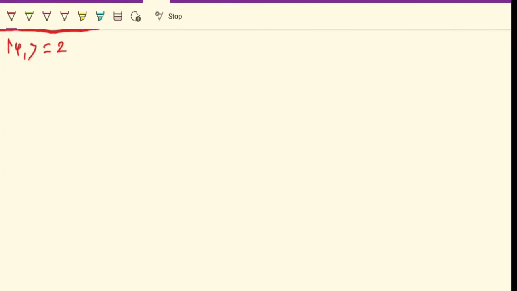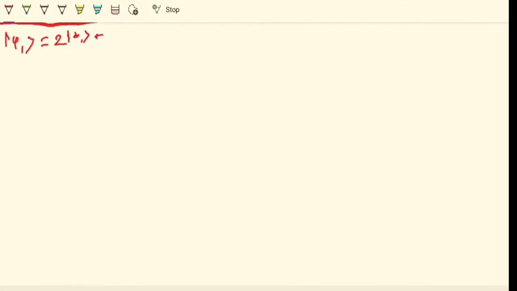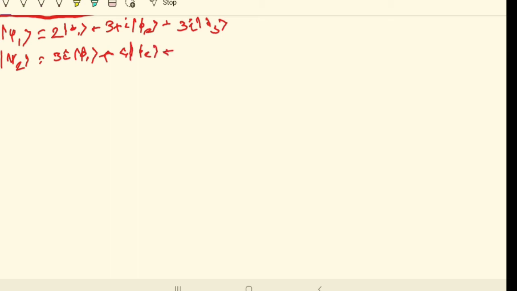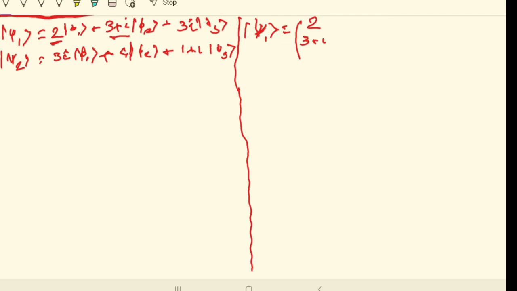Suppose I have psi 1 as 2 phi 1 plus (3 plus i) phi 2 plus 3i phi 3, and psi 2 as 3i phi 1 plus 4 phi 2 plus (1 plus i) phi 3. What we are going to do is look at how vector addition and the inner product operation will look if I represent these vectors as column matrices.